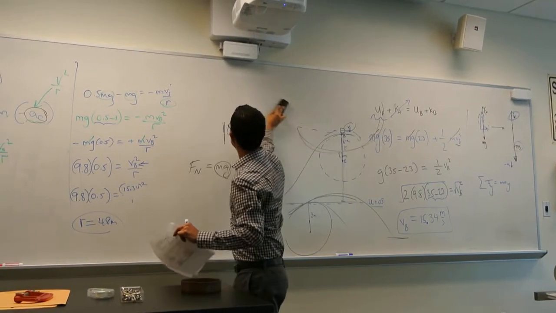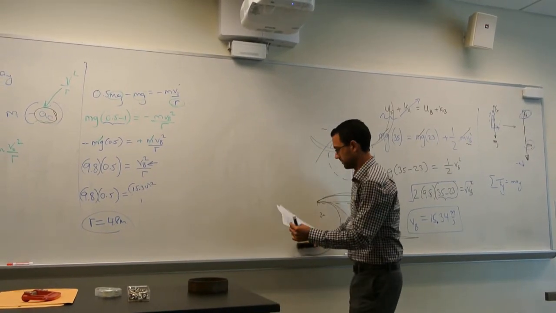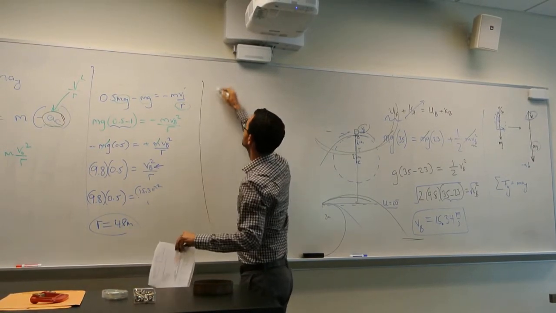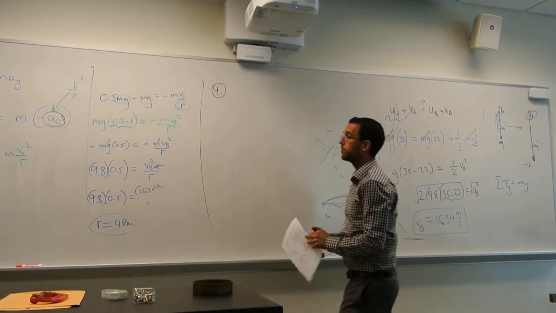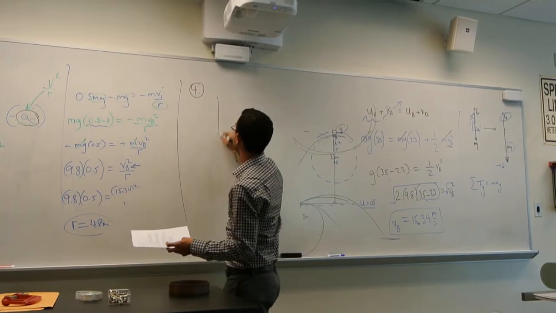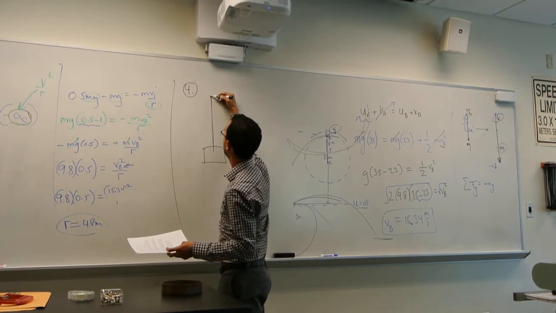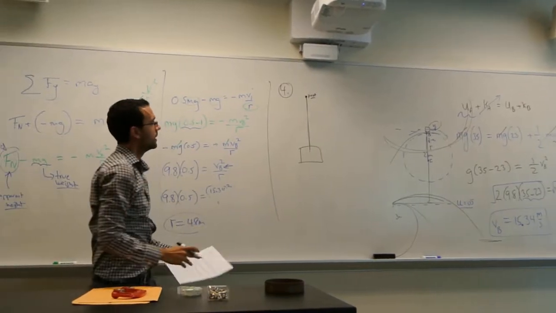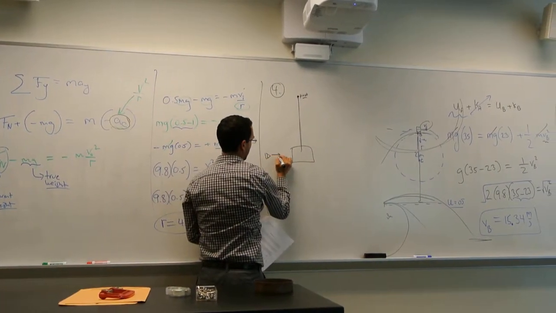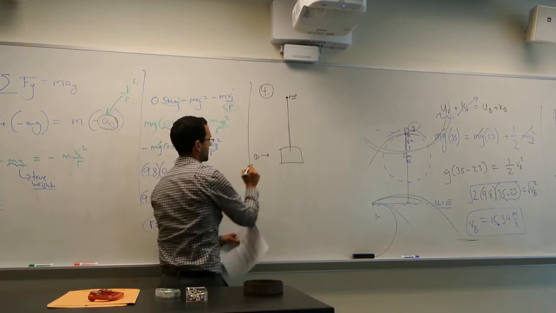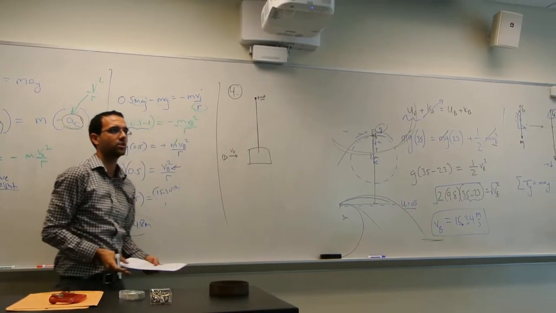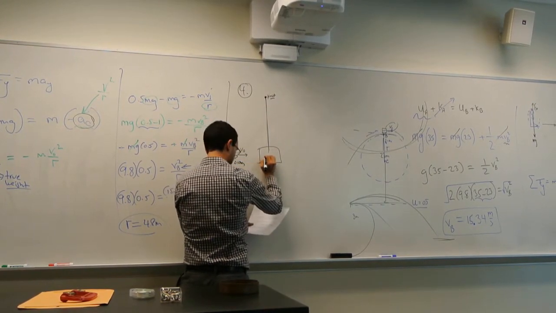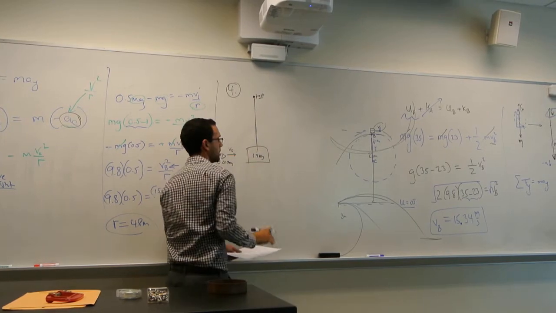Problem number 4. So for problem number 4, you have a situation like this. We're going to have a block that's attached to a rod that is fixed at a point, which I'm going to call the pivot. And there's a bullet that's traveling towards the block at some unknown speed, which I'm just going to call v naught. The mass of the bullet is 0.010 kilograms, and the mass of the block is 1.5 kilograms.